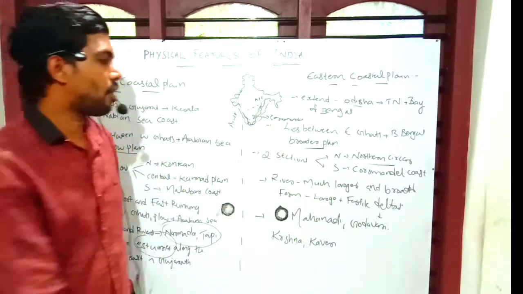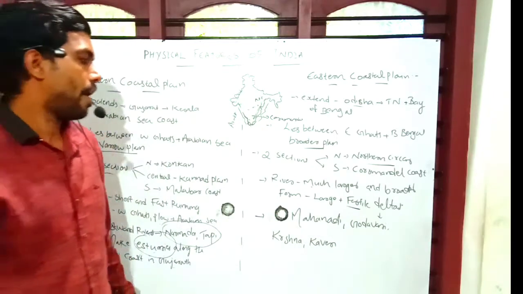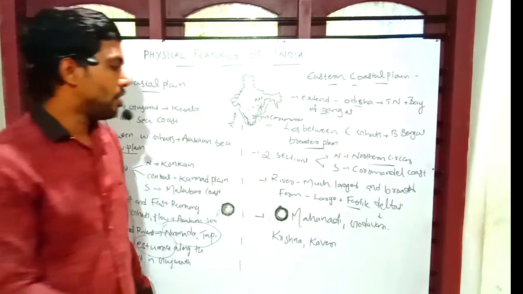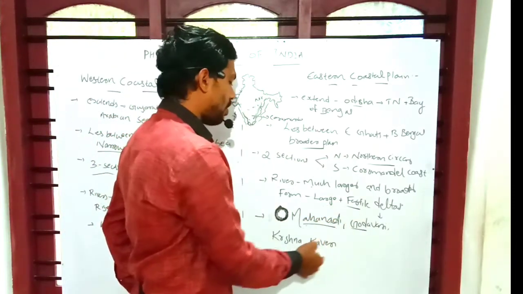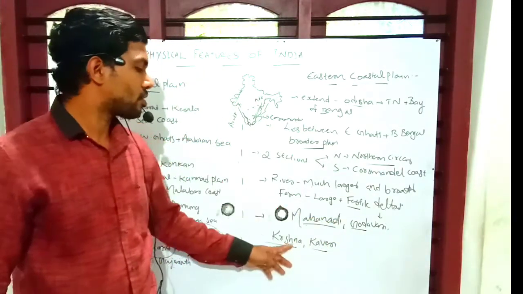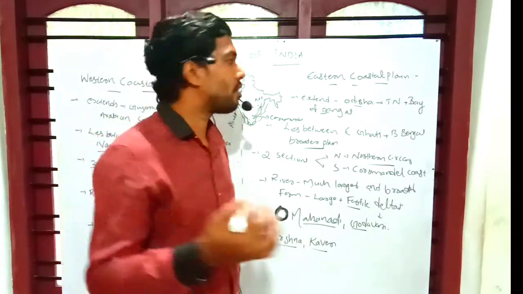And they form large fertile deltas along this area. And deltas are very fertile and famous for biodiversity. The delta-creating rivers in our India are the Mahanadi, Godavari, Krishna and Kaveri. Mahanadi, Godavari, Krishna and Kaveri are the very famous delta-creating rivers in this area.